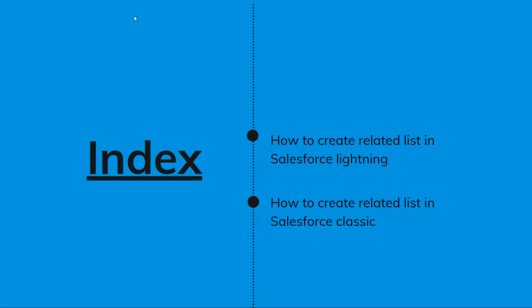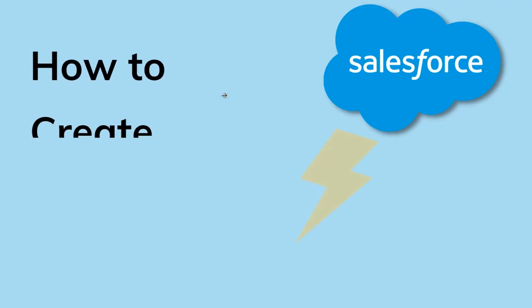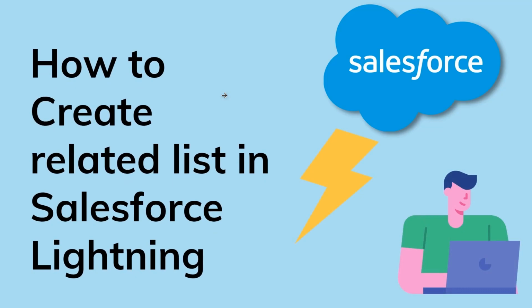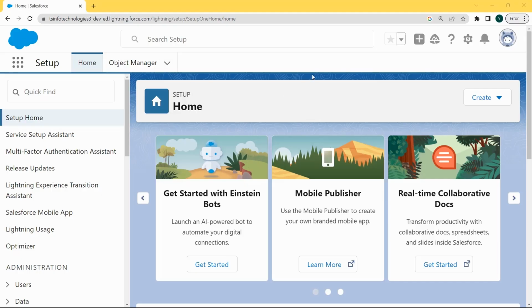And there are two versions in which we can create our related list. The first one is the Lightning version. Let me show you. Here you can see I opened my Lightning version, and in this we have to create a related list. So for this, I first move to my gear icon.